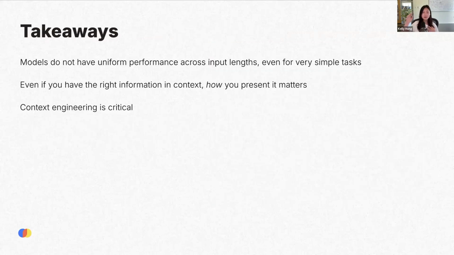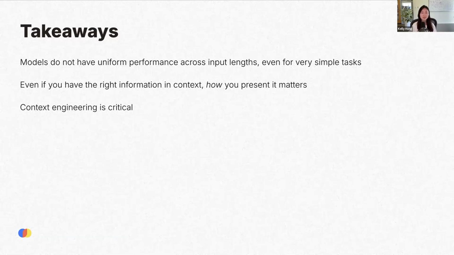And so I think the main takeaways are that, obviously, models have non-uniform performance across input lengths, even for very simple tasks like simple retrieval or conversational question answering. And in all of these tasks, we give the model all the right information in the context. Maybe the rest of the context is filled with irrelevant information, but we obviously saw a lot of variation in performance. So that goes to show that how you present the context matters a lot.